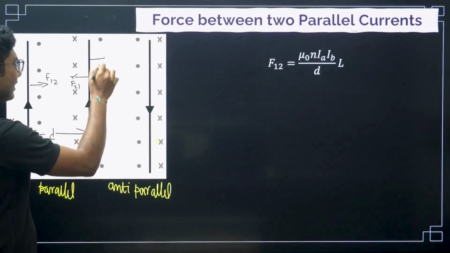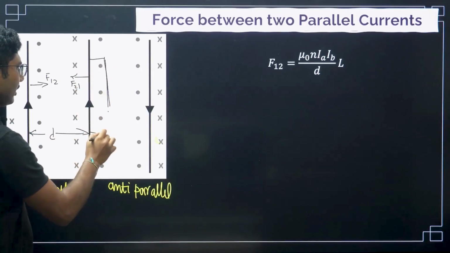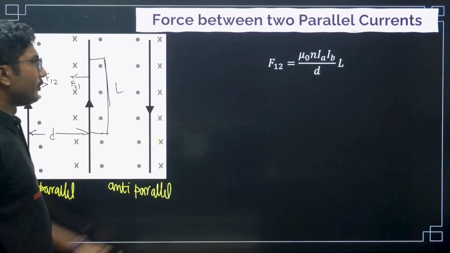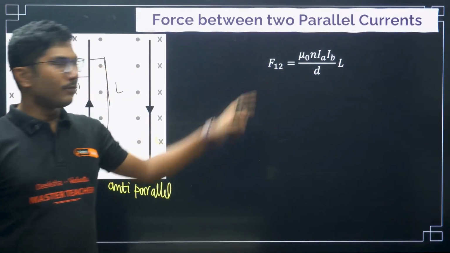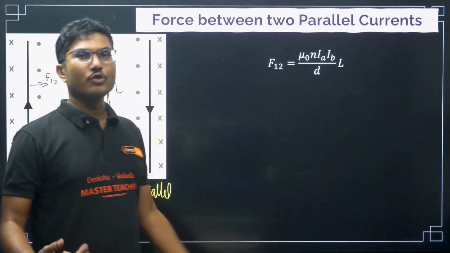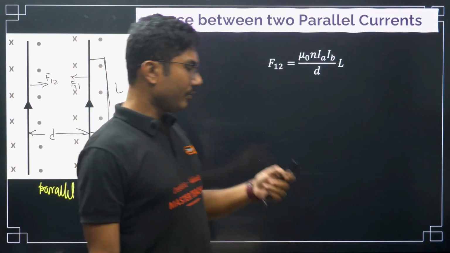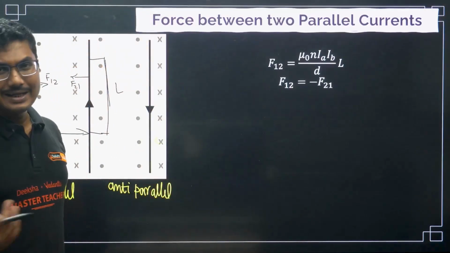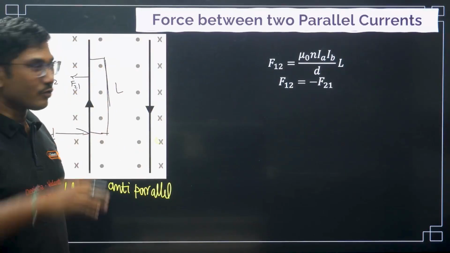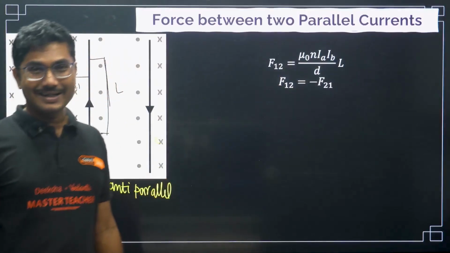Length, you have taken a certain length. So if you divide this force by this L, then you will get the force per unit length, which is basically a constant value. Constant value means it only depends on the current and the distance.